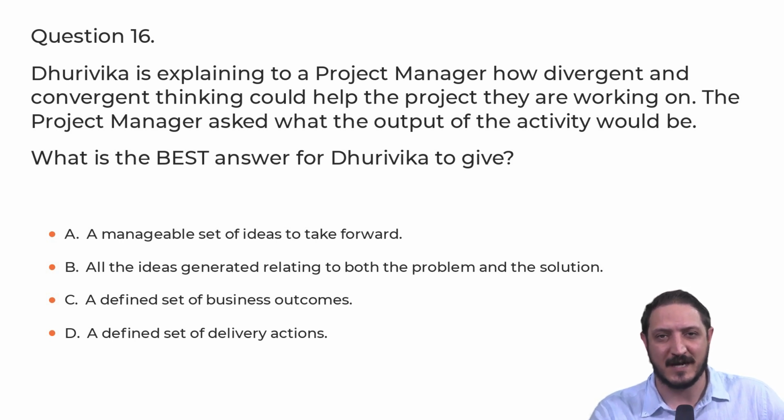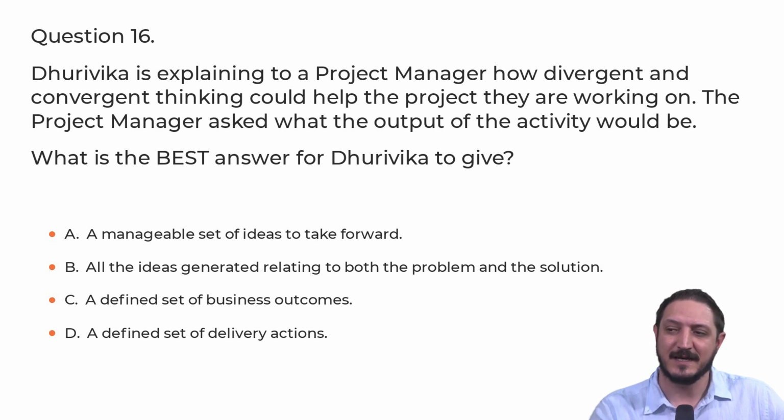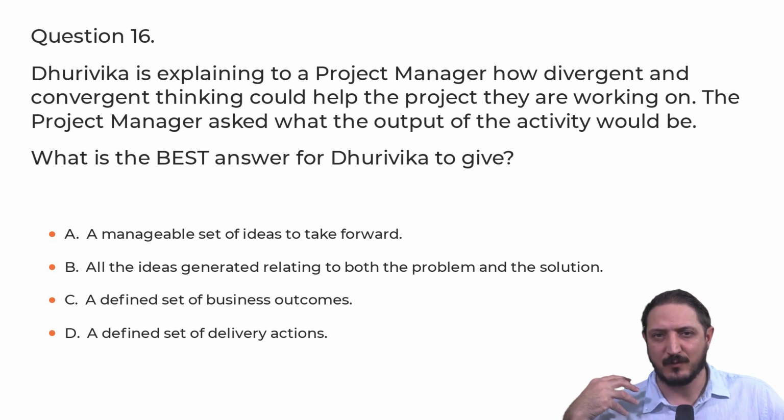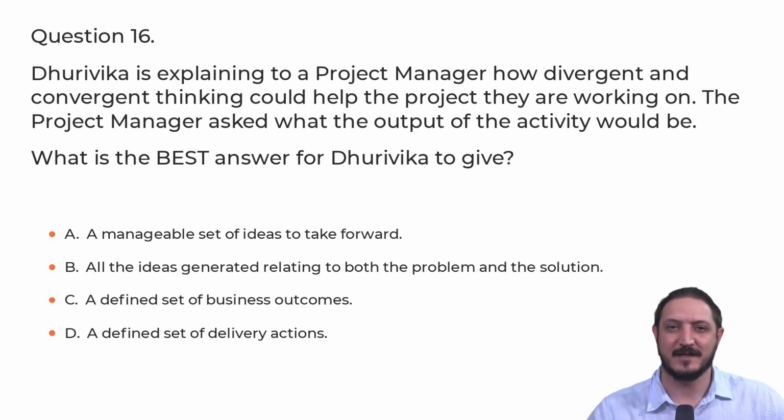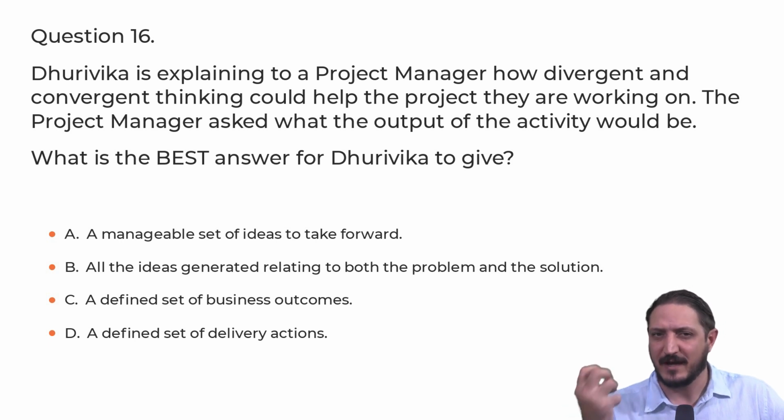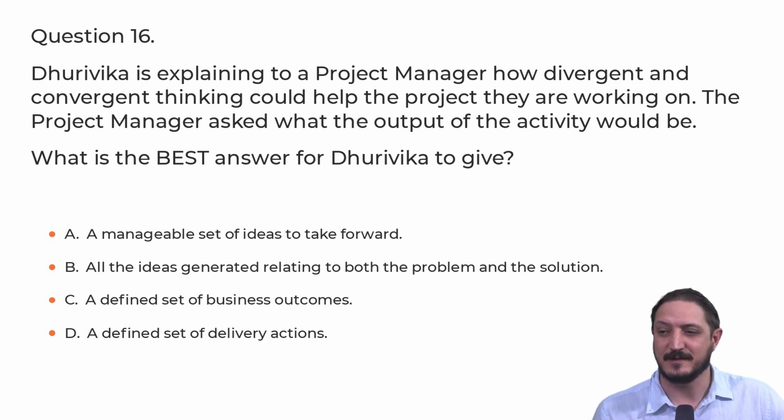Then if we look at C, a defined set of business outcomes. Now, what we know from the design thinking process and part of divergent and convergent thinking is that there's no specific business outcome. We haven't built the solution yet. We don't have a specific solution to actually present to the stakeholders or the executives of the business yet. And then D, a defined set of delivery actions. So why would we have a set of real actions if the whole process is about generating ideas? So we can eliminate C and D.